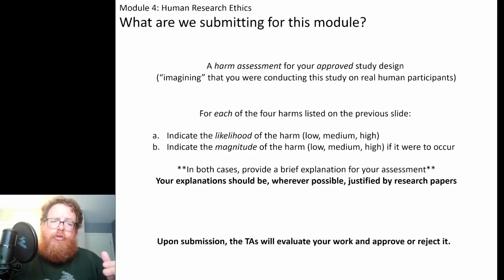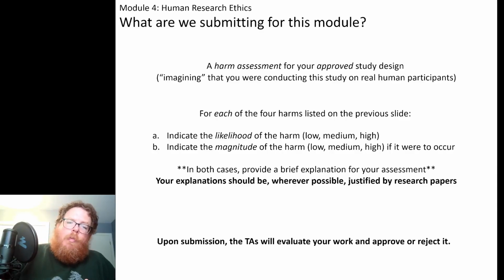The way you're going to structure your harm assessment is for each of the 4 harms on the previous slide: the psychological, the social economic, the physical, and the legal. For each of those 4 harms, we want you to assess what is the likelihood that that harm would occur through your study design. Is it low, medium, or high? And what is the magnitude of the harm, low, medium, or high, if it were to occur? So how likely is the harm to occur, and if it does occur, what degree of harm would they experience?